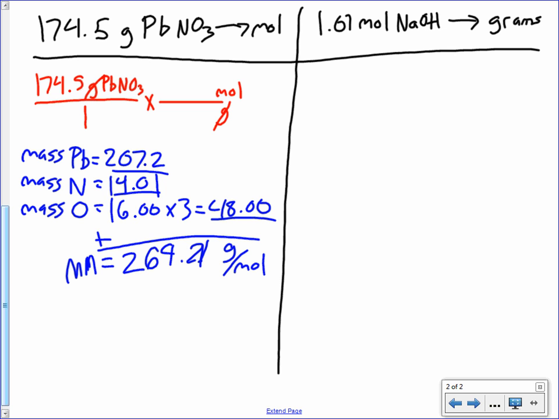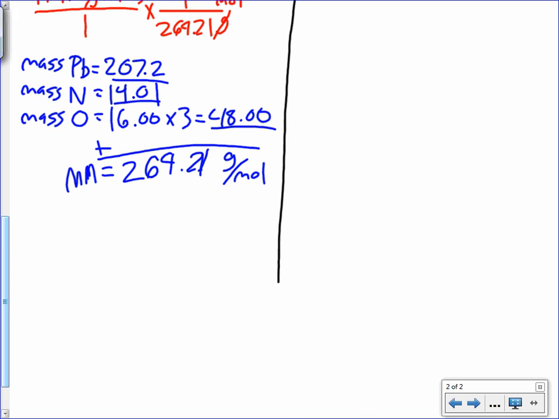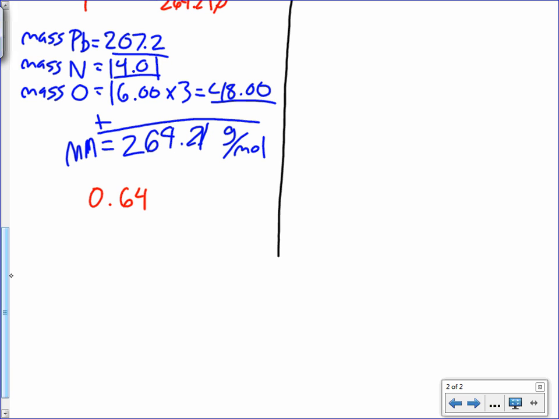So let's put that straight into the formula that we were using earlier. 269.21 grams in 1 mole. And you should get, how many sig figs do we have? 4 sig figs? 0.6482 moles. So there's your answer.